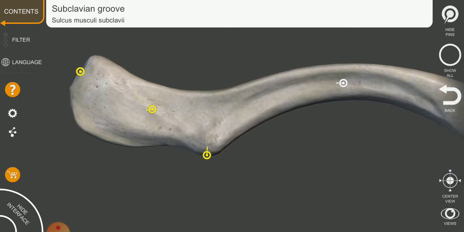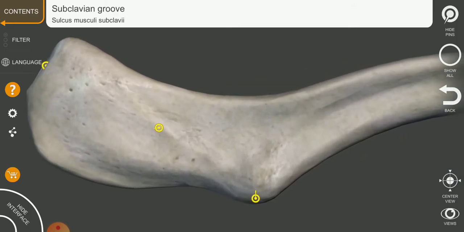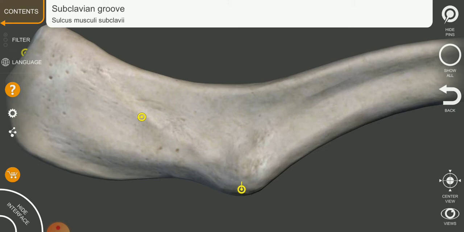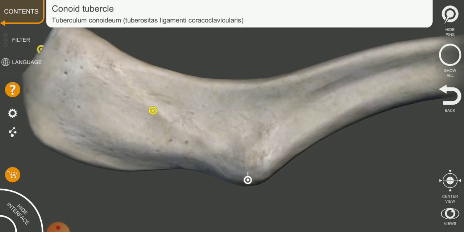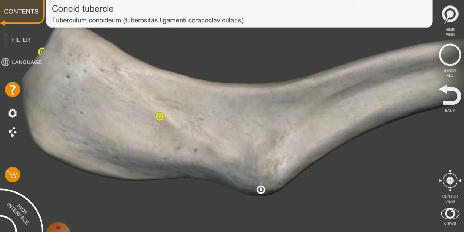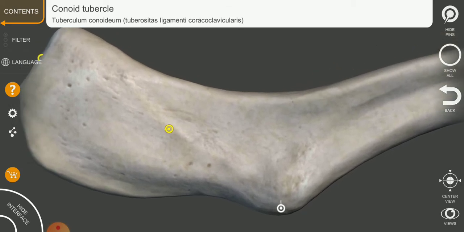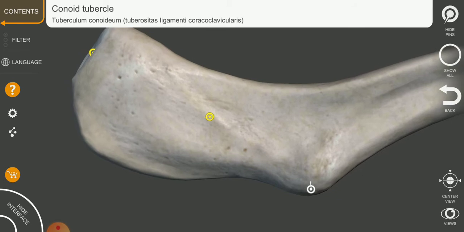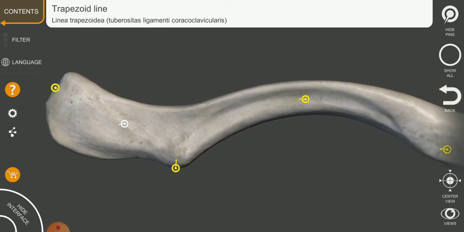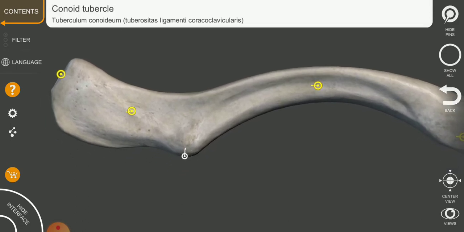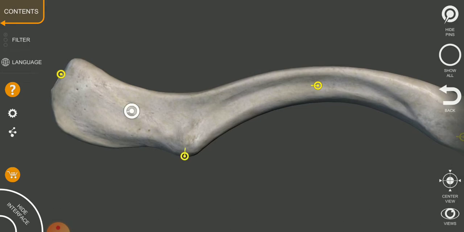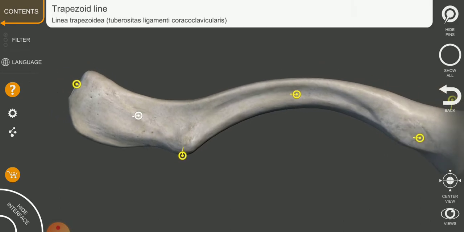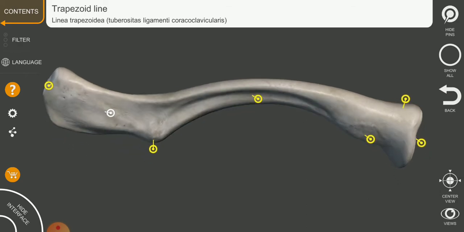If we come to the lateral side, we have another tuberosity or tubercle here, and this tubercle is called the conoid tubercle, and the conoid tubercle is for the attachment of the conoid ligament. And on the lateral side, on the inferior surface of this flat area, we have a line that is called the trapezoid line. This trapezoid line is for the attachment of the trapezoid ligament. So this is for the conoid ligament attachment, and this is for the trapezoid ligament attachment. So the names are according to that.